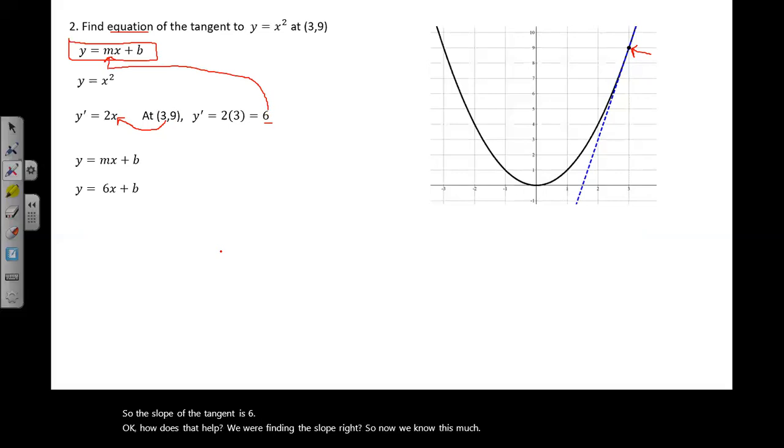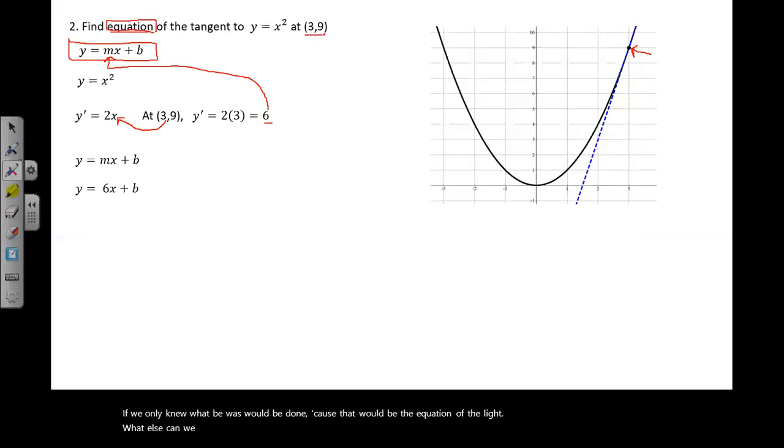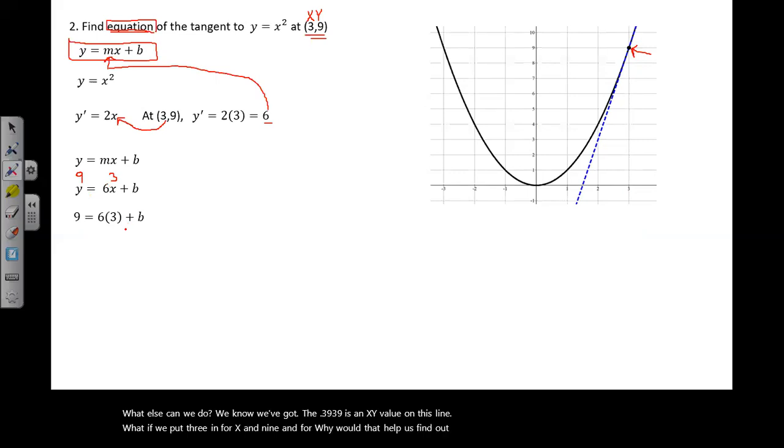If we only knew what b was, we'd be done, because that would be the equation of the line. What else can we do? We know we've got the point (3, 9). That's an xy value on this line. What if we put 3 in for x and 9 in for y? Would that help us find out what b was?